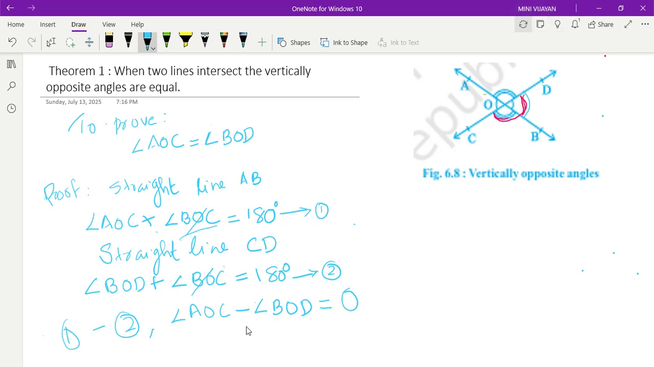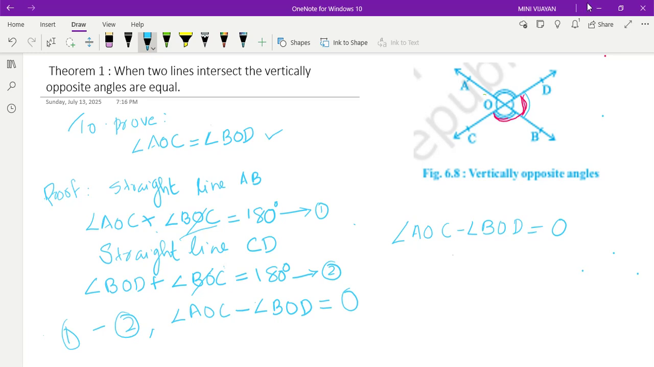So what did I get there? Angle AOC minus angle BOD equals 0. Here I am writing angle AOC minus angle BOD equals 0. Now check what we need to prove. We have to prove these two angles are equal. See here, AOC equal to BOD. What we got here is angle AOC minus angle BOD equals 0.